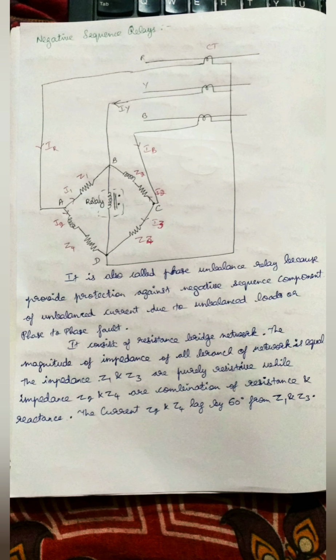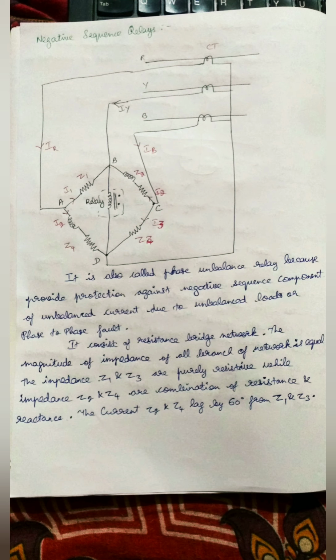Next is your negative sequence relay, which means the phase unbalance relay. In this case, the unbalance in your phases, or unloading and overloading of your phases, are easily observed and also protected by this negative sequence relay. Normally it consists of a phase unbalance relay that provides protection against the negative sequence of your unbalanced current due to unbalanced load or a phase to phase fault.